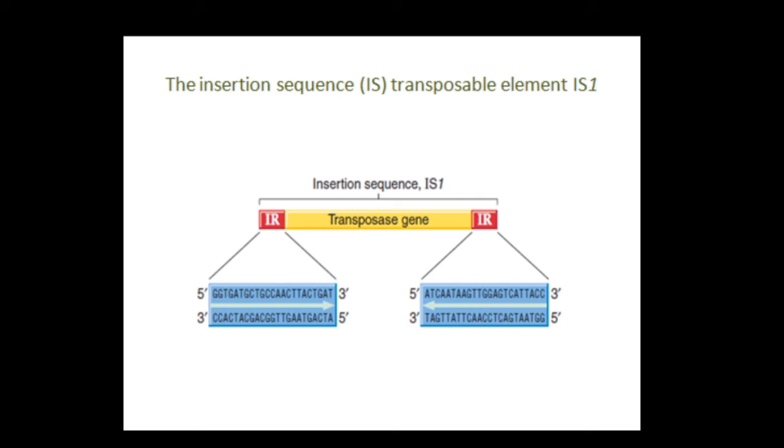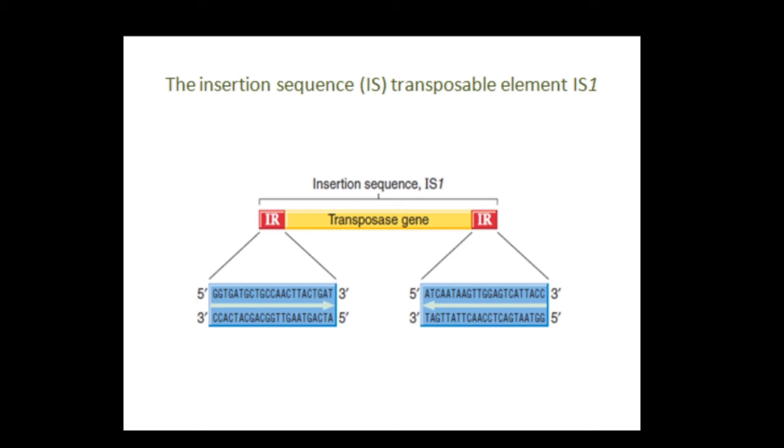IS elements in prokaryotes range in size from 768 bp to more than 5000 bp and are normal cell constituents. Altogether, IS elements constitute approximately 0.3% of the cell's genome. And the most interesting portion is the inverted repeats, as IS elements end with perfect or nearly perfect inverted repeats.